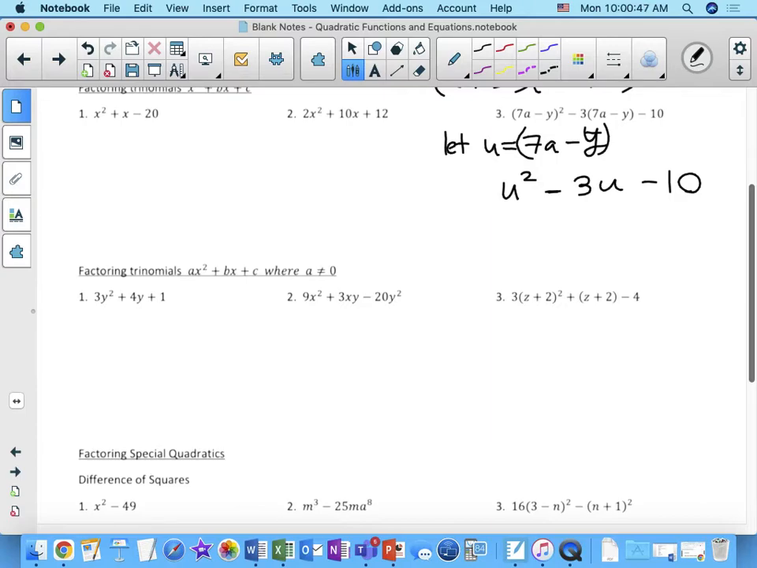This looks a lot more pleasant to factor. Okay, if we want to factor this, the a value is a 1. So here we're looking for two numbers that multiply to 1 times negative 10, which is negative 10, and add to negative 3. What multiplies to negative 10 and adds to negative 3?